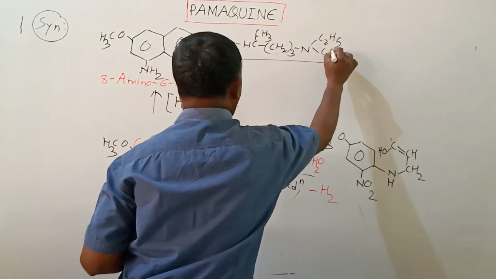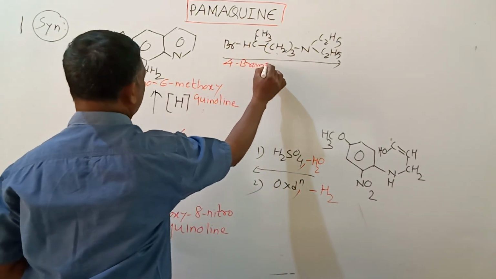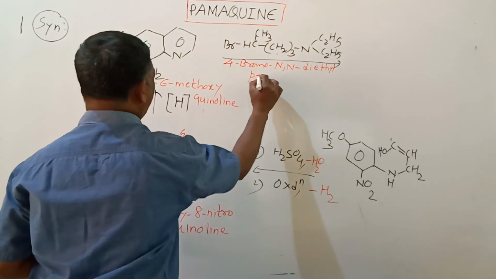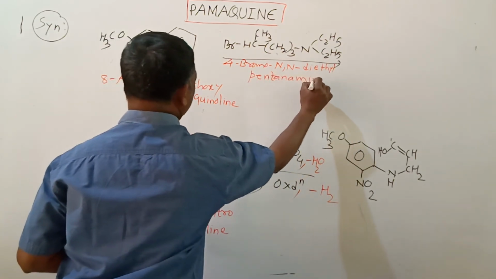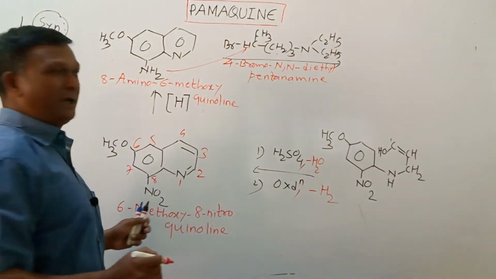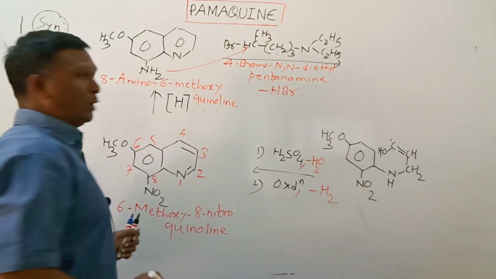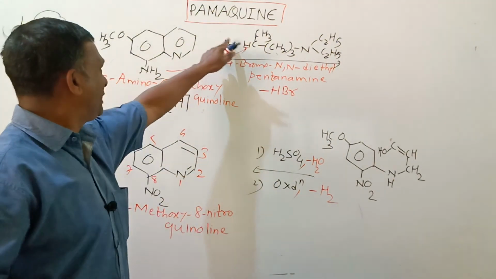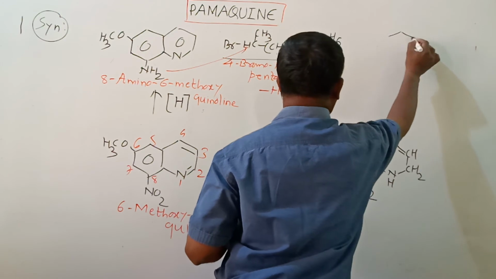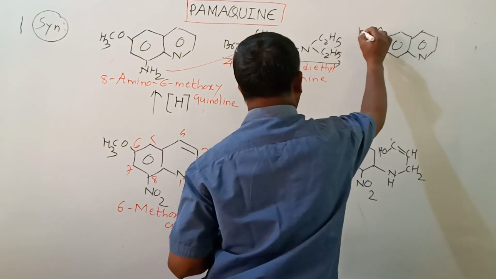which is called 4-bromo-N,N-diethylpentanamine. This amino group then attacks this carbon to bring about the nucleophilic substitution reaction by release of an HBr molecule. Hydrogen and this Br will be liberated out as HBr, and this gives us the formation of our titled compound, which is called Pamaquine.